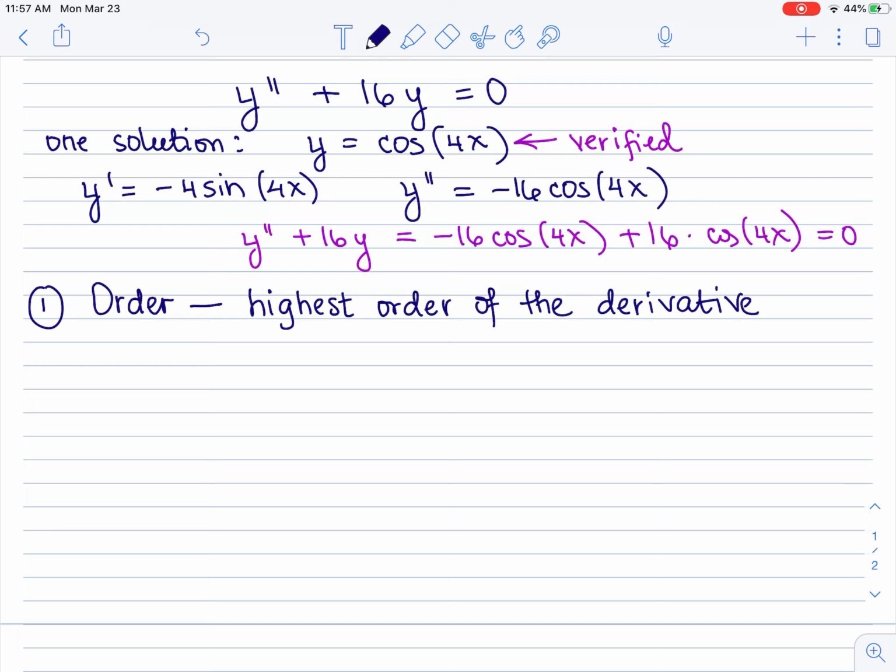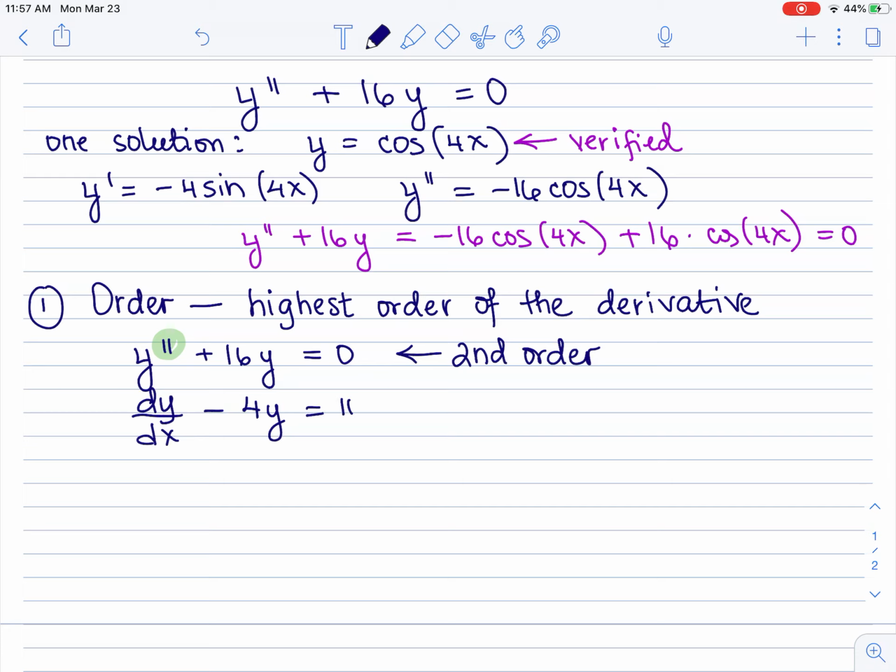So for example, if you have y double prime plus 16y is equal to 0, this equation is second order. Second order because of what? Because of this piece right here. Let's say you have something like this: dy dx minus 4y is equal to 10x. This is first order. This is the first derivative of y.